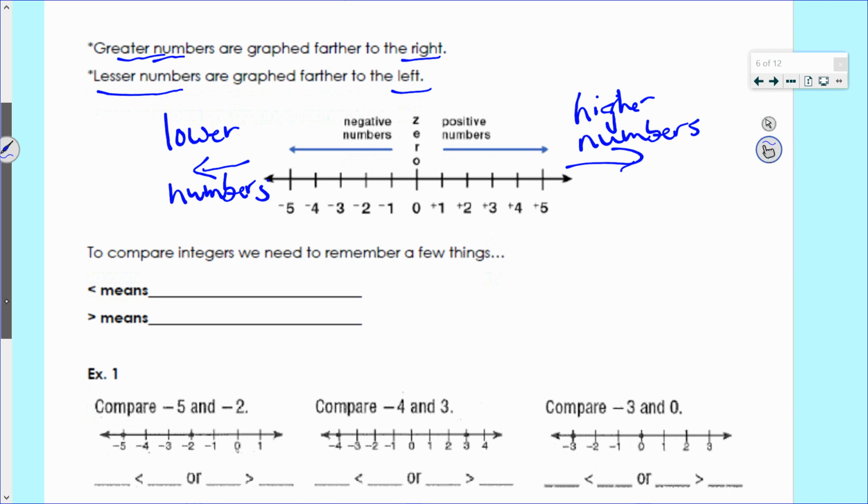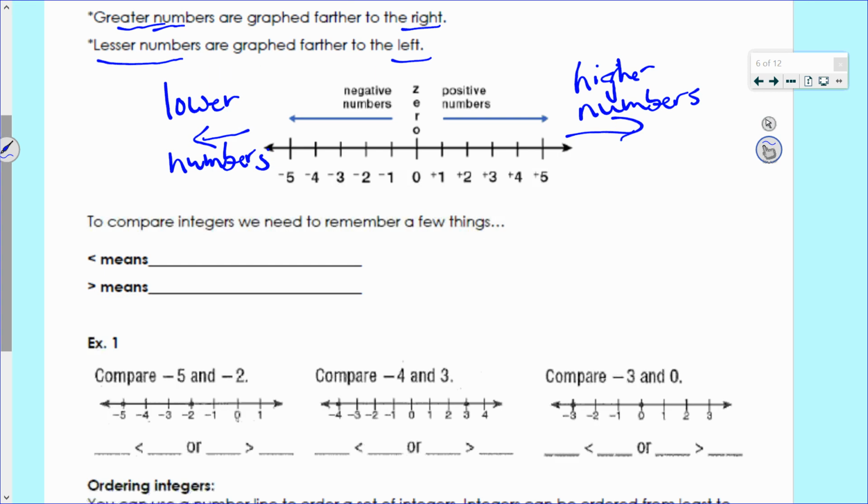To compare integers, we need to remember a few things. How many of you remember in elementary school hearing about alligators? Okay. Too bad Miss Carolina's not here for that part because she hates alligators. I love alligators. She hates that analogy.